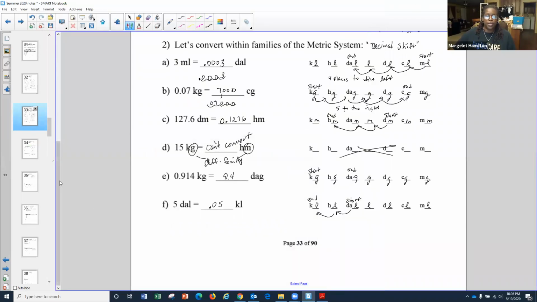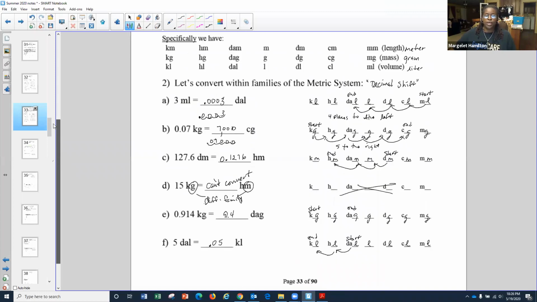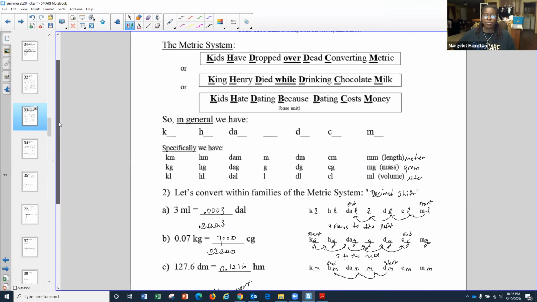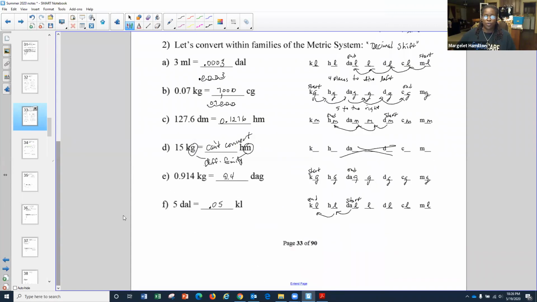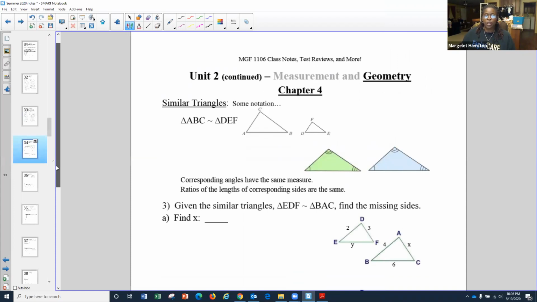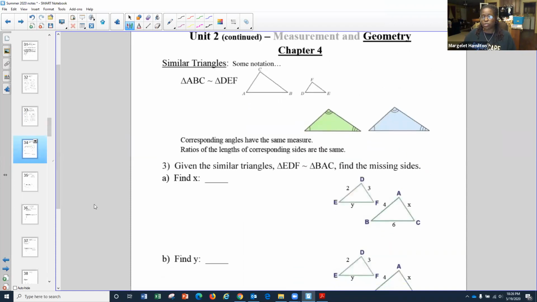Here's a recap of our lesson. We left off with learning our metric system, where we know that we have to memorize our structure. We are now moving forward into our geometry section, where we are looking at similar triangles and some of the notations that you'll be looking at. Keeping it very simple here, just making sure we understand what similar triangles are and how we're going to use them in our lesson, as well as what we need to know on our test.